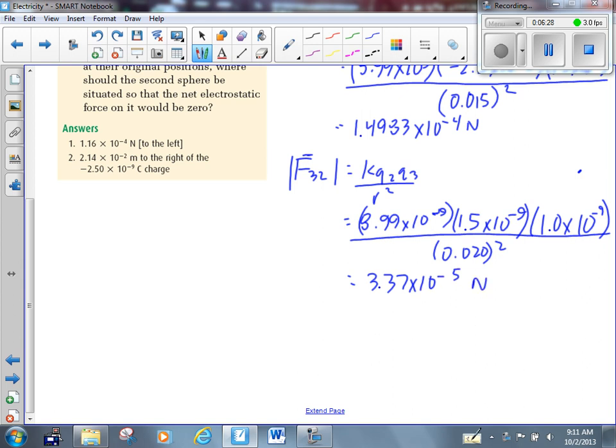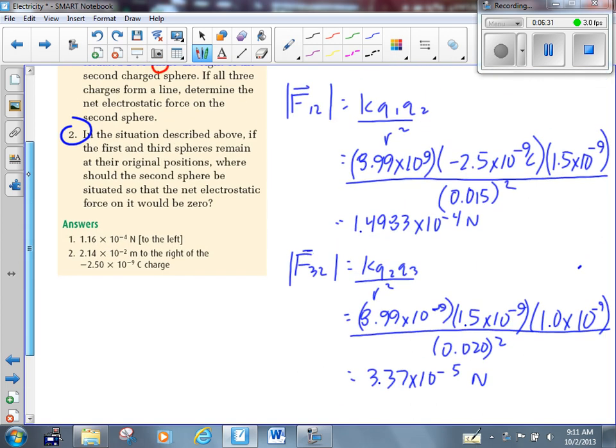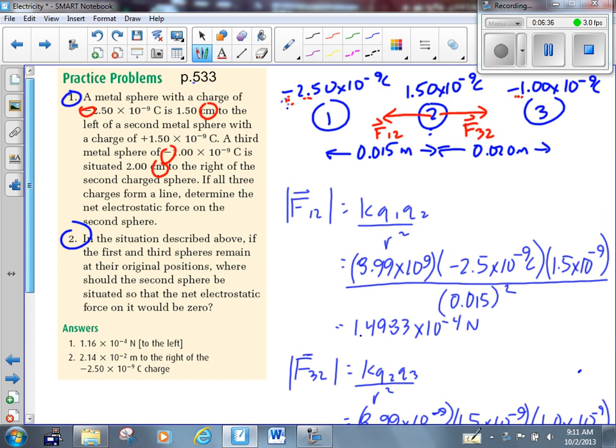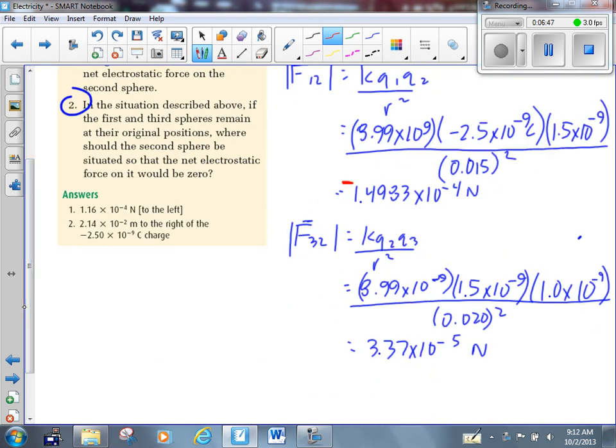If we have F12 and F32, and F12 is to the left, not because this is a negative charge right here but because the force is acting to the left, then we're going to make it a negative value. F32 is acting to the right, so we're going to make it a positive value. When we add those up, the first one being negative, the second one being positive, we should get negative 1.16 times 10 to the negative 4 newtons. That negative means that the net force, the total unbalanced force on this, is acting to the left.